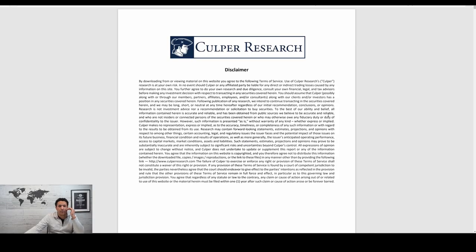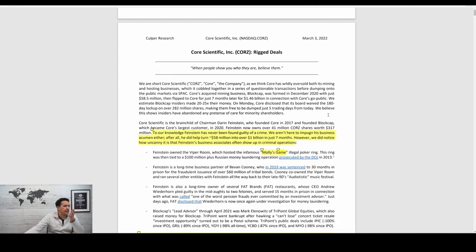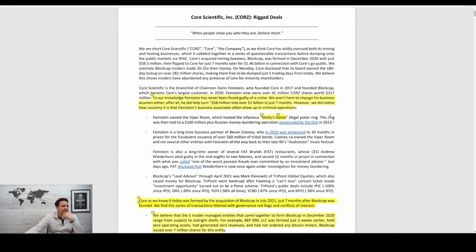So this is the report. We're gonna get right into this. I've already gone through this report and highlighted some key sections that I wanna bring your attention to. For starters, they get into who the founders of Core Scientific are. In this case, Darren Feinstein, who founded Core in 2017 and founded BlockCap, which became Core's largest customer in 2020. Feinstein now owns 41 million Core shares worth $317 million. That's impressive. To our knowledge, they say, Feinstein has never been found guilty of a crime.